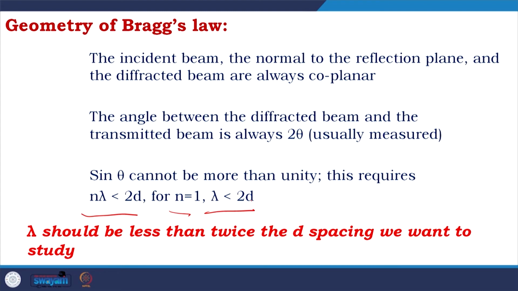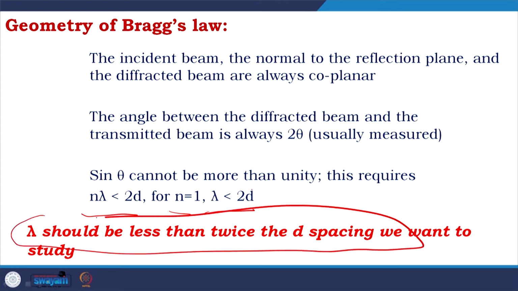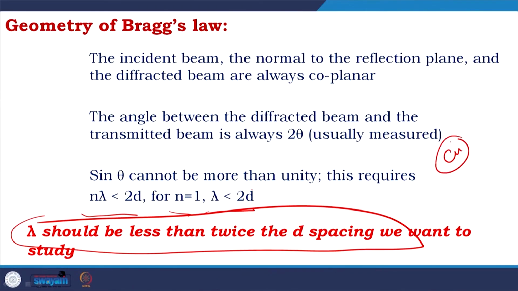So, this is a condition which will help you to choose the metal you are using here. So, we are using copper with K alpha, 1.54.